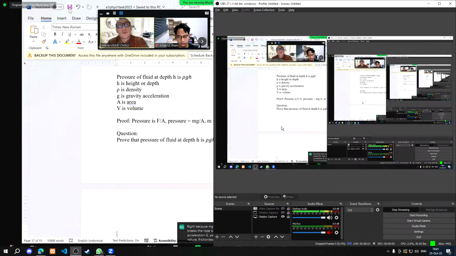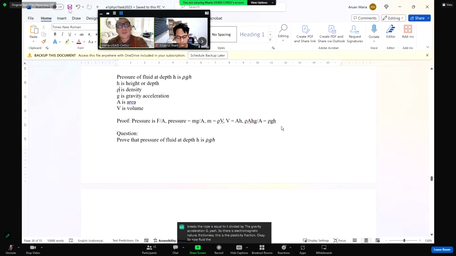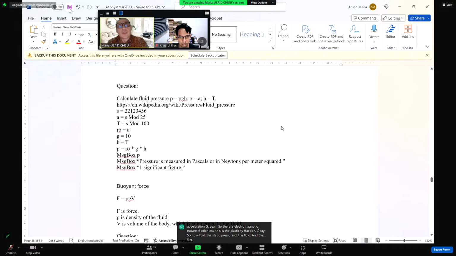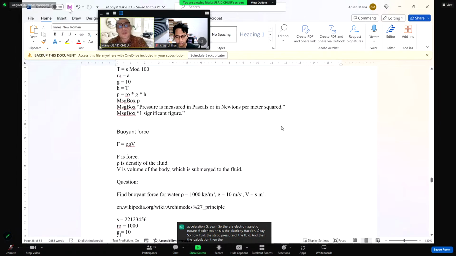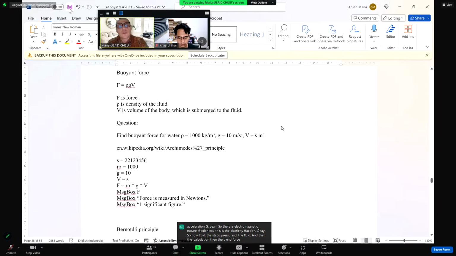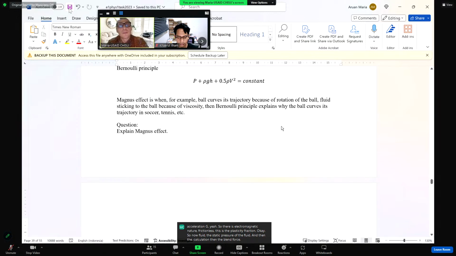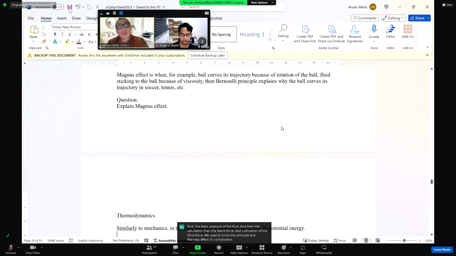So now fluids: the static pressure of the fluid, and then the calculation of the buoyant force, for your student number. Bernoulli's principle and the Magnus effect, in combination, cause a tennis ball or soccer ball to turn while they fly. If they have spin, then they usually change their direction.